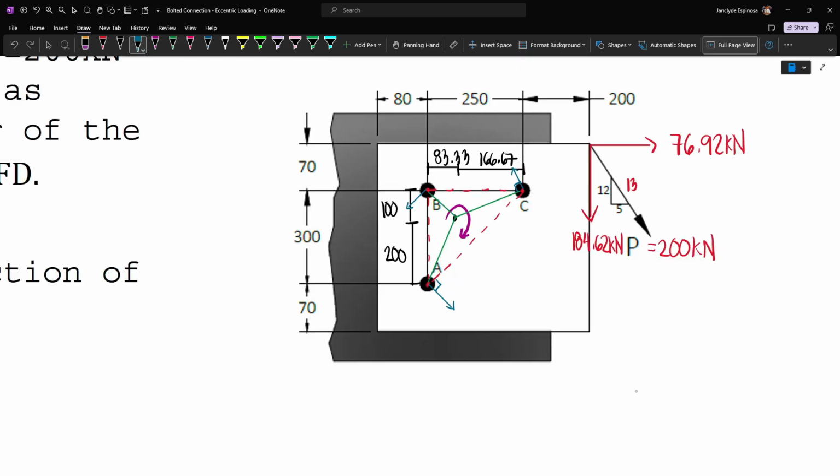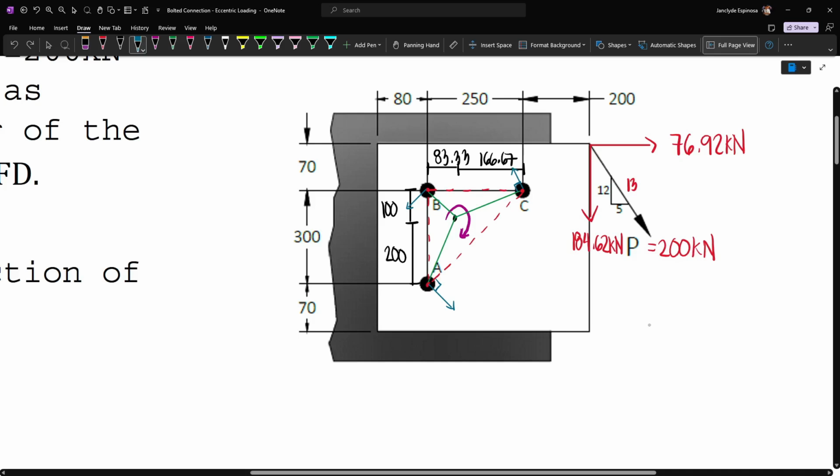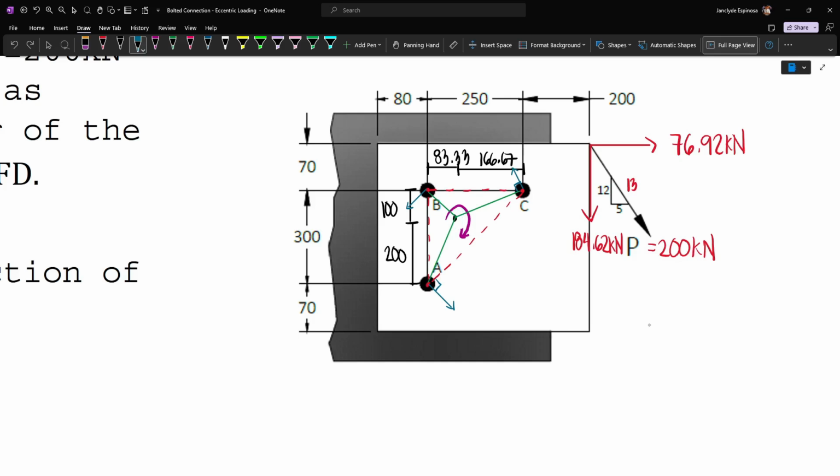Now, since we have transmitted already the twisting moment, we can also transmit the load and then place it at the centroid, because the eccentricity is now dealt with by the applied twisting moment. And so now we have 184.62 kN, and we also have 76.92 acting to the right.